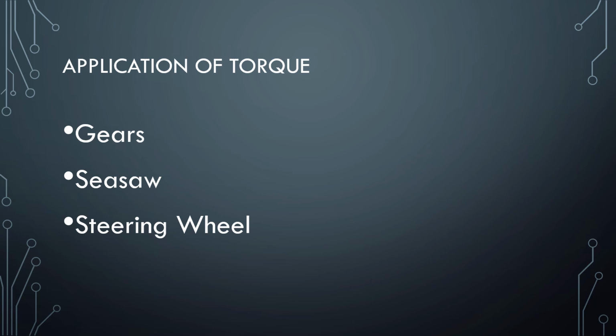Application of torque. Gears. A gear is a circular wheel with teeth around its rim. It helps to change the speed of rotation of the wheel by changing the torque and helps to transmit power.